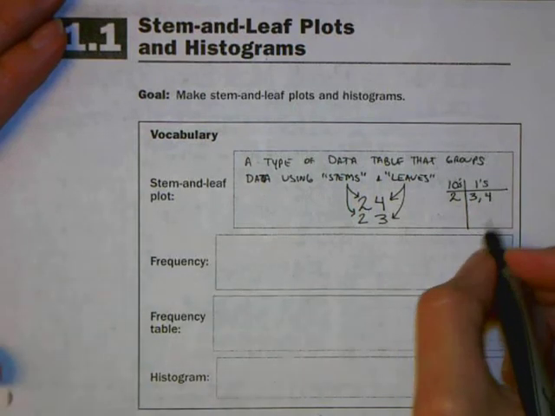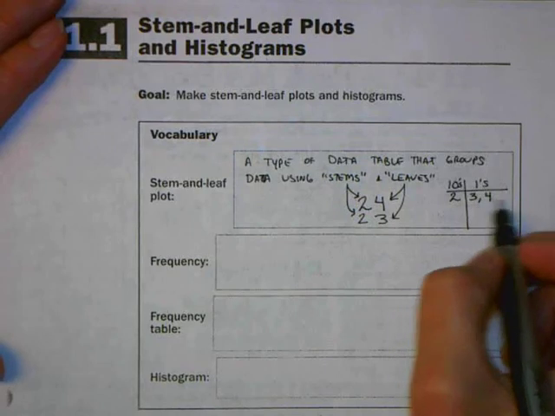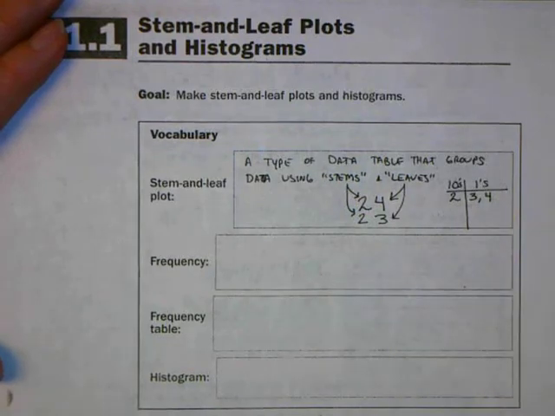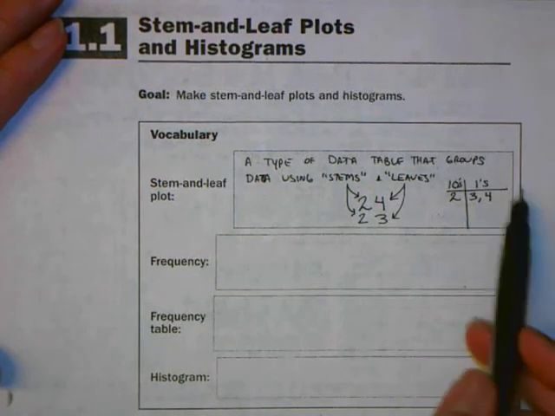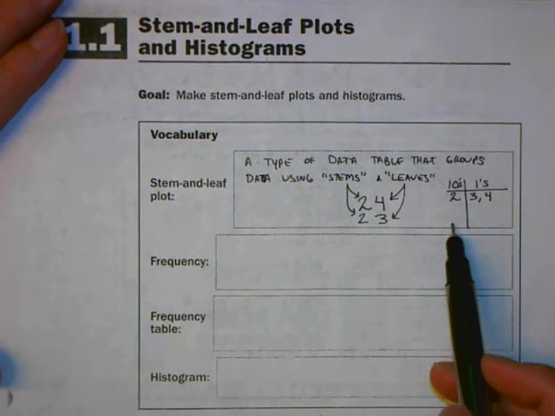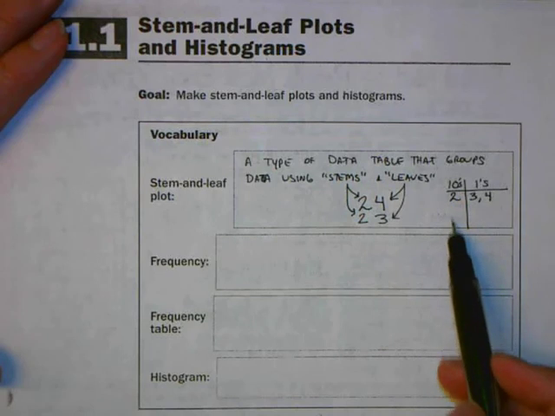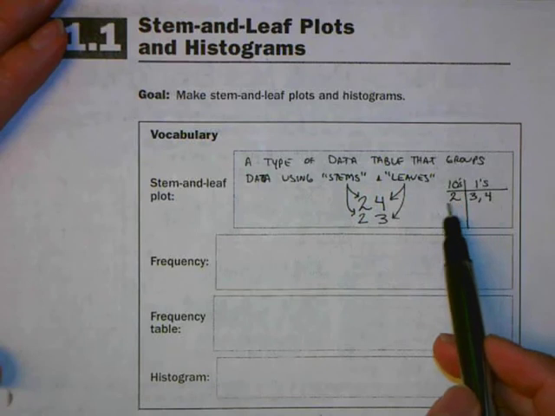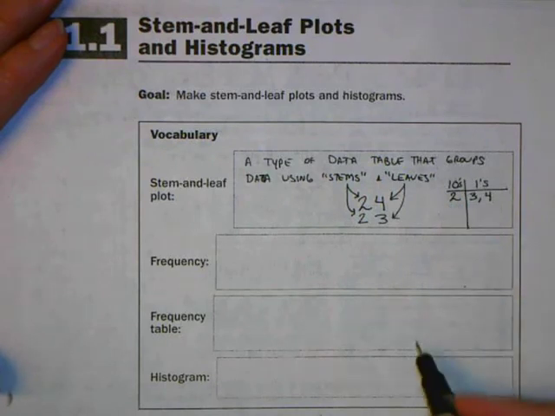And if we had other numbers that were in the 20s, we would continue to put their ones digits out here. So this is one way that we can take a set of data and figure out how many bits of that data fall in a particular interval. So in this case, every number in the stem column represents an interval of 10, right? Because 2 here represents 2 in the tens place. So any numbers that are in the 20s, from 20 to 29, will go in this row.